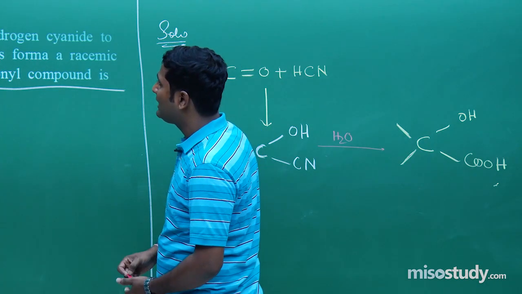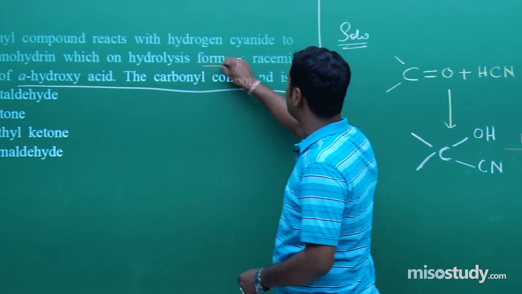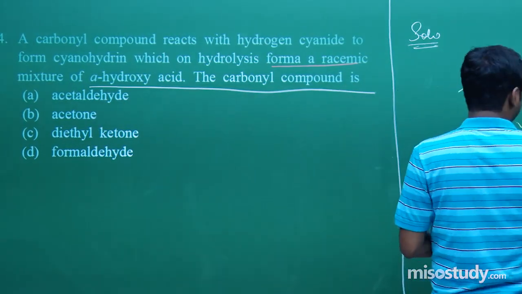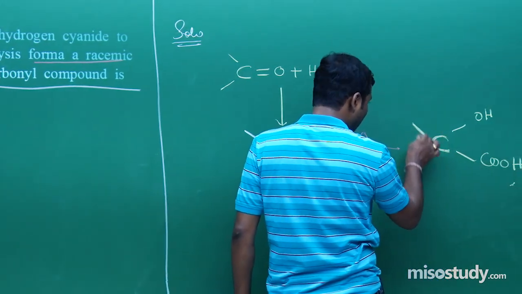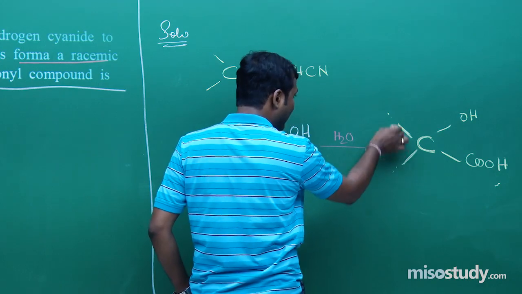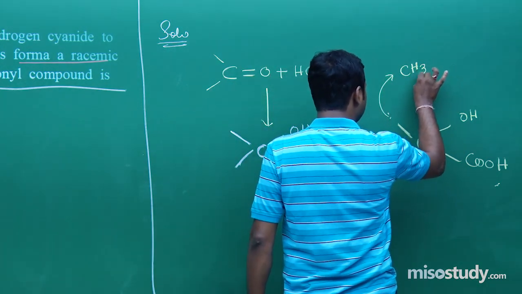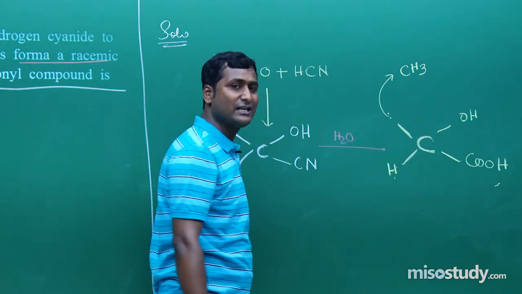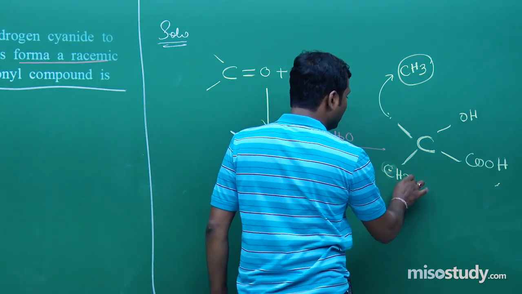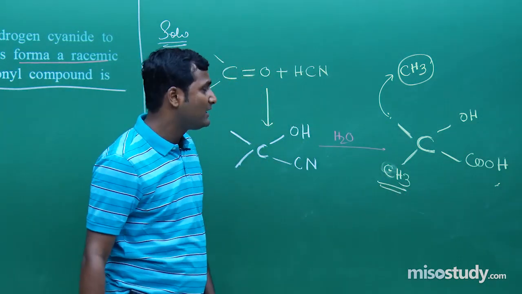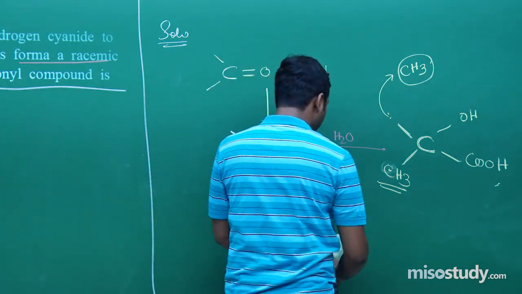The carbonyl compound reacts with hydrogen cyanide, which on hydrolysis forms a racemic mixture. If there is a racemic mixture, then definitely this carbon contains asymmetric groups. If one is CH3, the second one is definitely H. If one is CH3 and the other is CH3, then it will not form a racemic mixture because this one is not optically active.